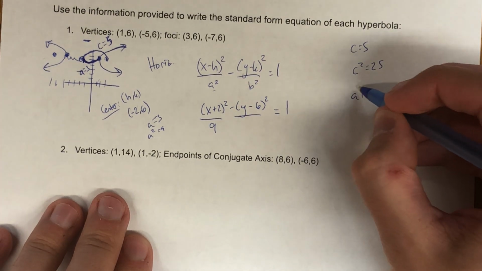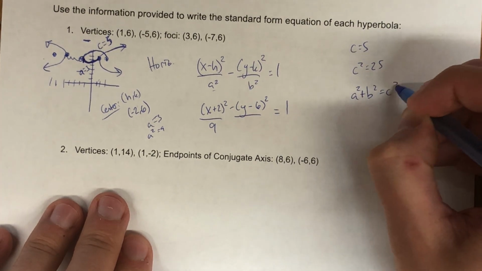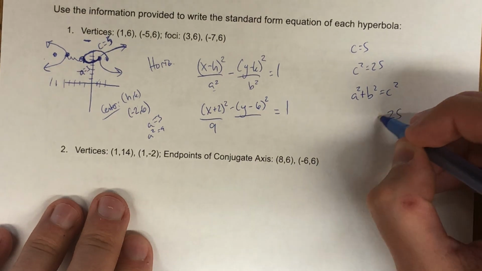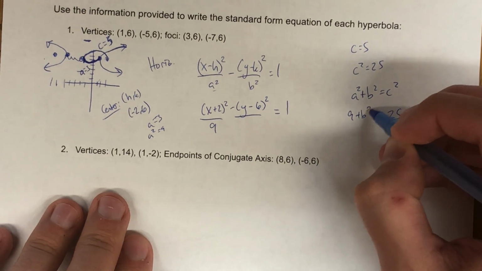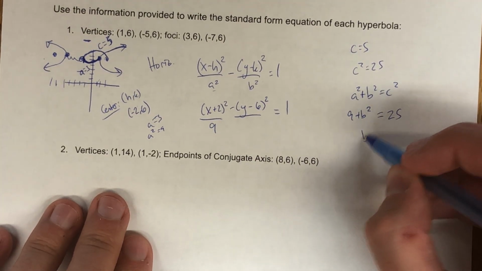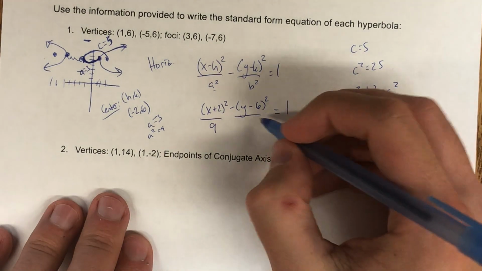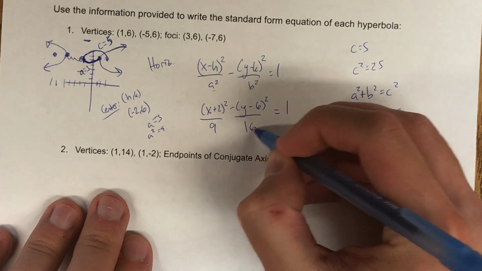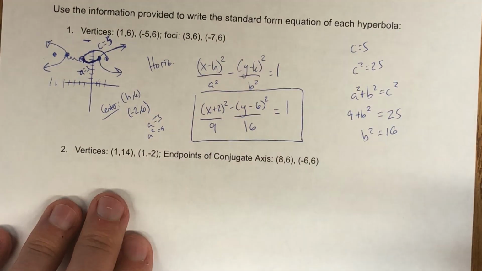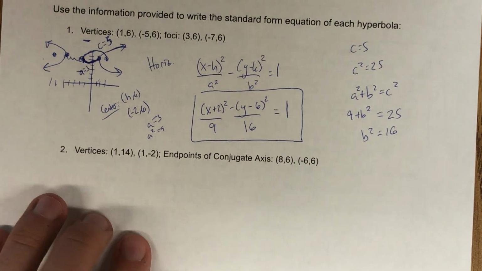We need to use the fact that a squared plus b squared is c squared. So we plug in 25 for c squared, plug in 9 for a squared, subtract 9 from both sides, and we get b squared equals 16. We don't need to find b because all it's asking for is b squared. And there we go, that would be our hyperbola.